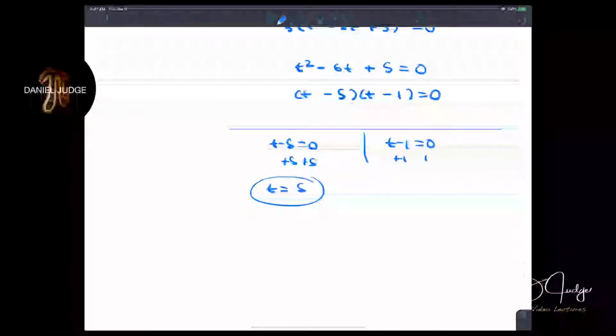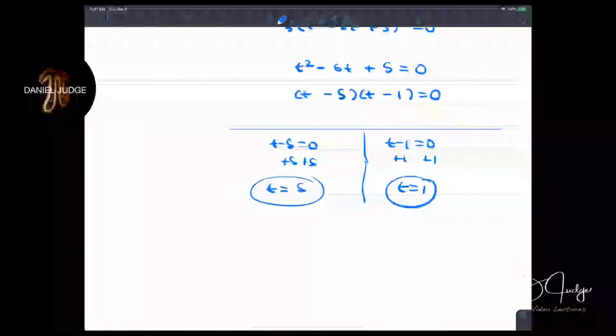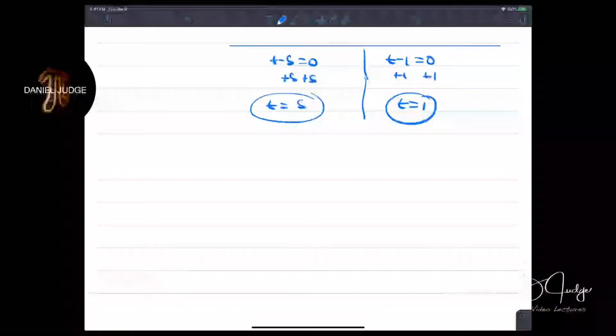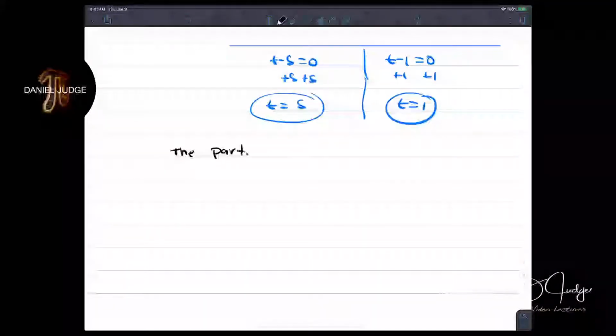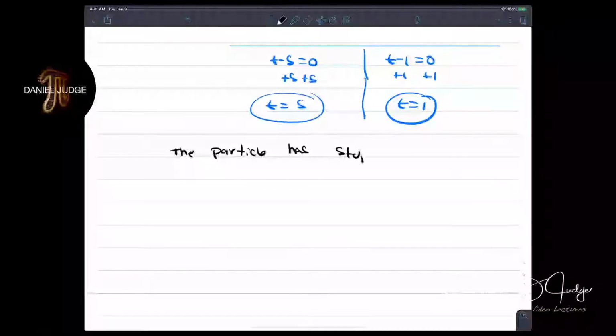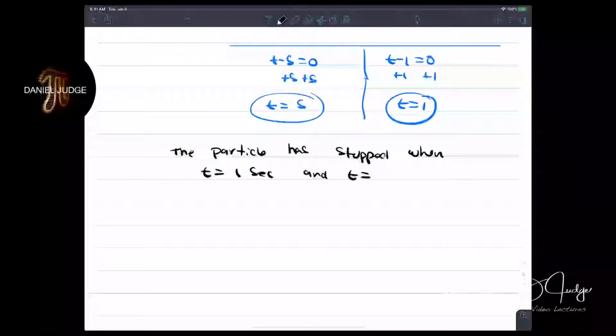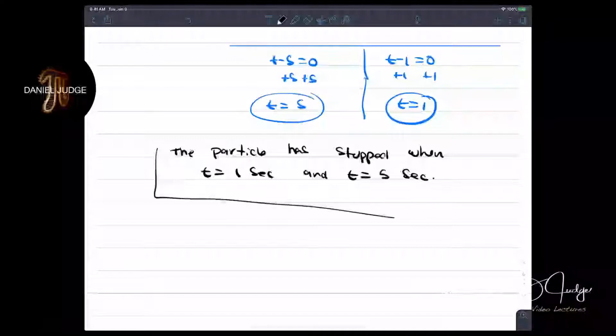And so here's what we're saying here. This means t minus 5 is 0, and it means t minus 1 is 0. So if I add 5 to both sides, we're solving a quadratic. More algebra, right? So we say t is 5. Add 1. Interesting. t is 1. So what this means here, ladies and gentlemen, is the particle has stopped. And you say, when is this particle stopped? When t equals 1 second and t equals 5 seconds. This is what we need to do.